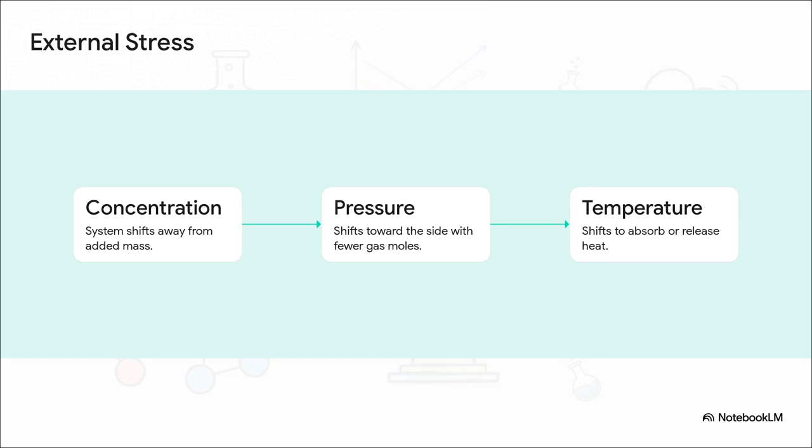And third, manipulating temperature. If you heat things up, the system will favor the endothermic reaction to absorb that extra heat. But if you cool it down, it'll favor the exothermic reaction to replace the lost heat. It is just this brilliantly self-correcting balancing act.